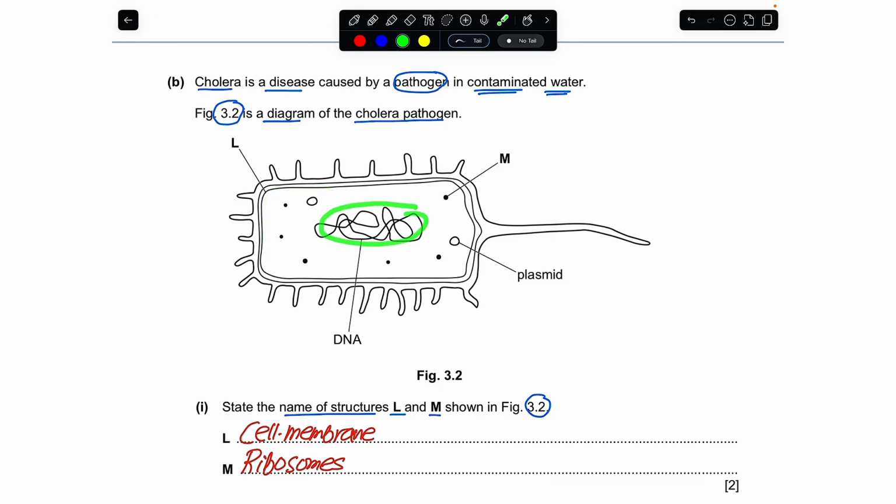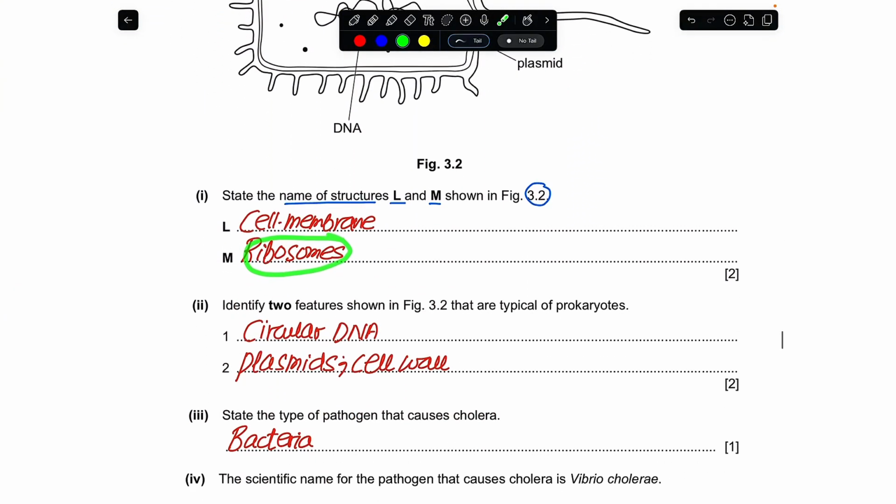They themselves have labeled the DNA and the plasmid, but they want us to identify M. So this M that we have got within the cytoplasm of the bacteria, these are the ribosomes.